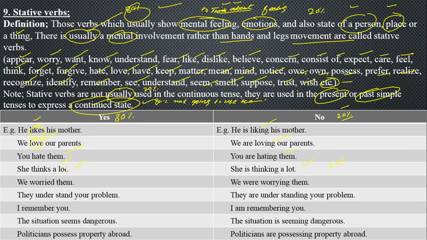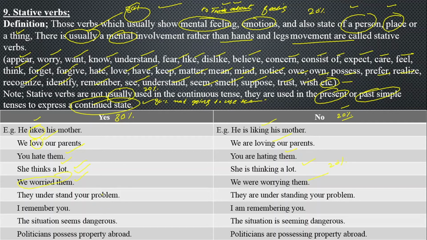In the same way, we worried them. Clear? We are worrying them, not. We worried them a lot. Now, we worried them by our acts and behaviors. And now they are thinking about us, that they did bad with us. So this is a thinking process, a mental feeling, rather than the movement of hands and legs.